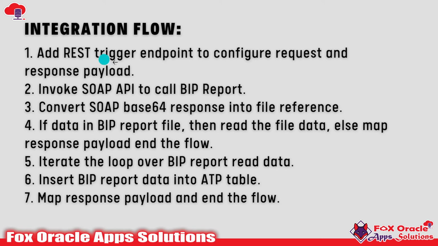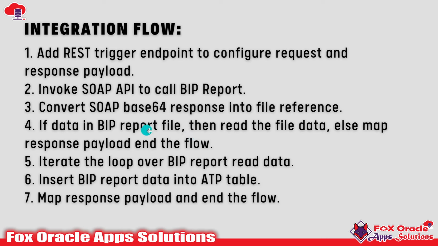And then once we configure the REST trigger endpoint, we will add a SOAP endpoint to invoke the BIP report. So we will use SOAP web services, as we already created the SOAP connection, to invoke the BIP report. Once we invoke the BIP report, it will return the base64 code. Then we will convert that base64 code into a file reference with the help of a stage file we are going to use in integration. I will explain. And if we are sure that the file we generated has data, then only we are going to read the file, else no need to read the file. In case we don't have data, we will go to the integration mapping and map the response as no data found or something like that, and the integration will end here only.